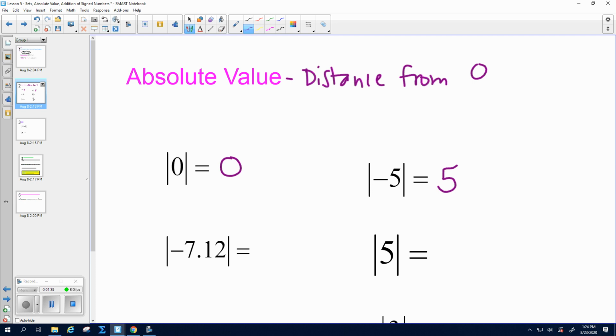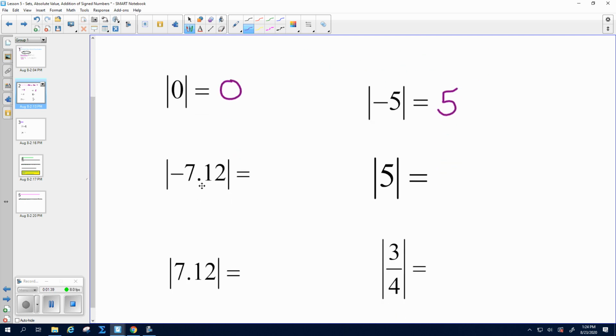What is the absolute value of -7.12? How far away is -7.12 from 0? Well, it's 7.12 units away. Notice there's no negative sign because I'm taking the absolute value of it and I dropped the bars. What's the absolute value of +5? How far away is +5 from 0? Well, it's 5 units away. Notice I kept it positive and I dropped off the bars.